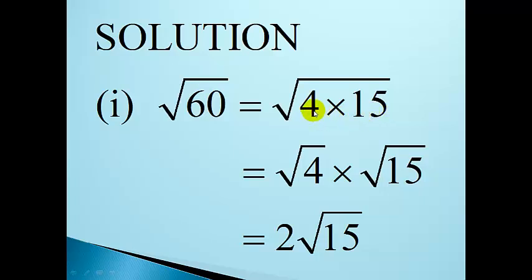Now you can see that 4 is a perfect square, and we know that square root of 4 times 15 is equal to the square root of 4 times the square root of 15. Now when we take the square root of 4, the answer is 2, and that is why 4 is a perfect square. And 2 times square root of 15 is equal to 2 root 15. This implies that root 60 is equal to 2 root 15.